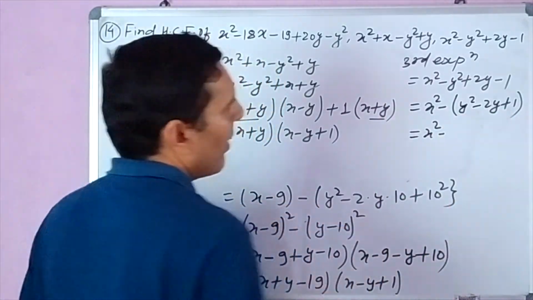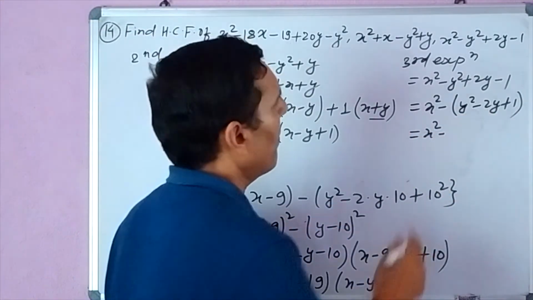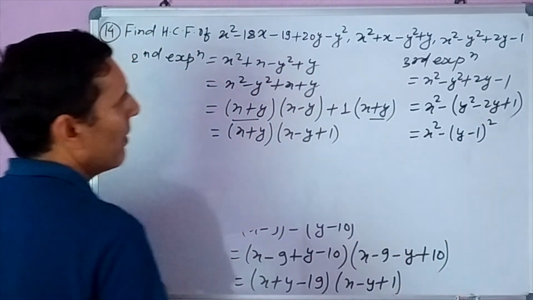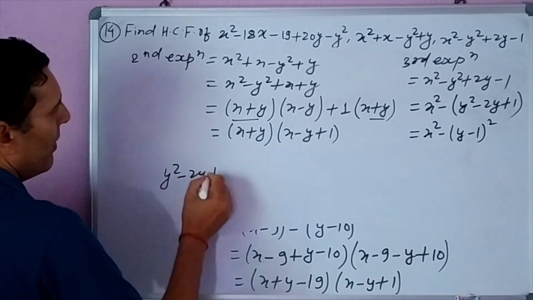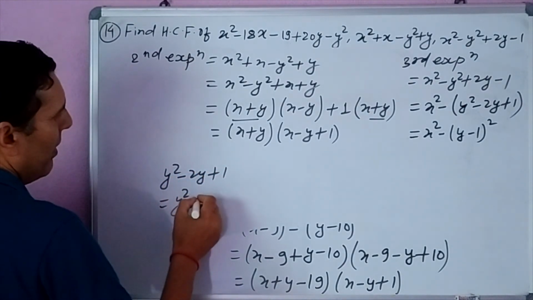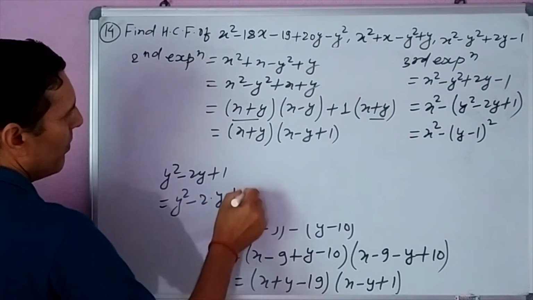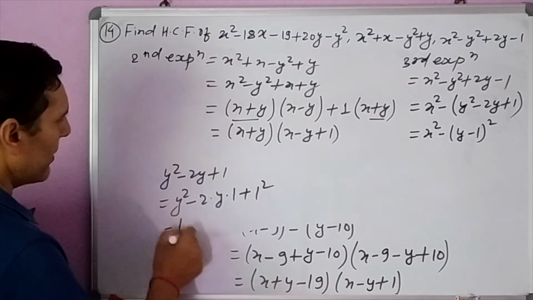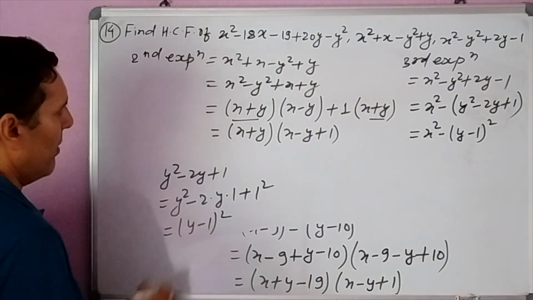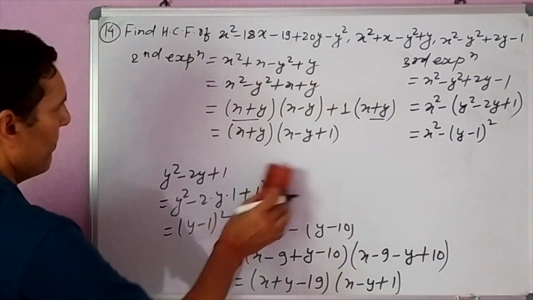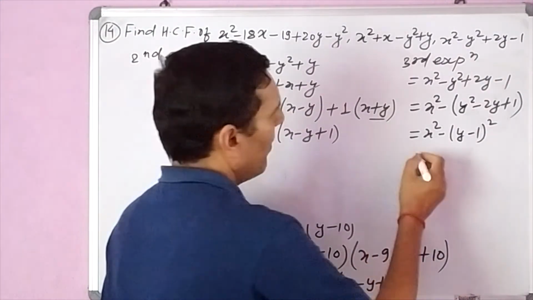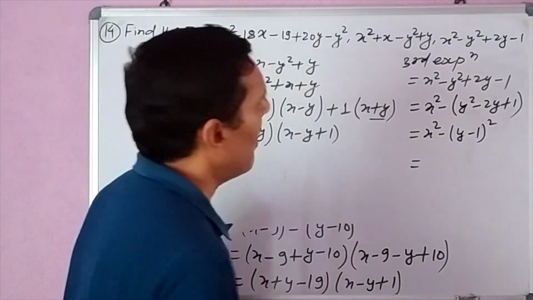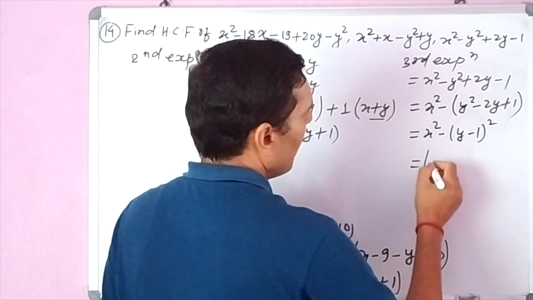Look here, this is in the form of a square minus 2ab plus b square, for which you can write y minus 1 whole square. Because this y square minus 2y plus 1 can be written as y square minus 2y1 plus 1 square. So a square minus 2ab plus b square is a minus b whole square. a is y and b is 1. So now we have this in the form of a square minus b square. Again, we use the formula a square minus b square, a plus b times a minus b.